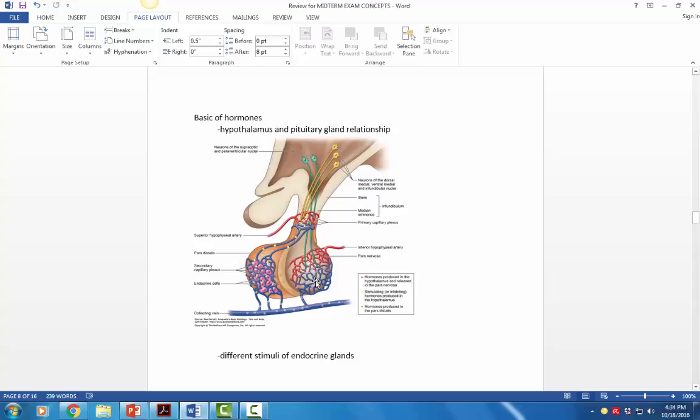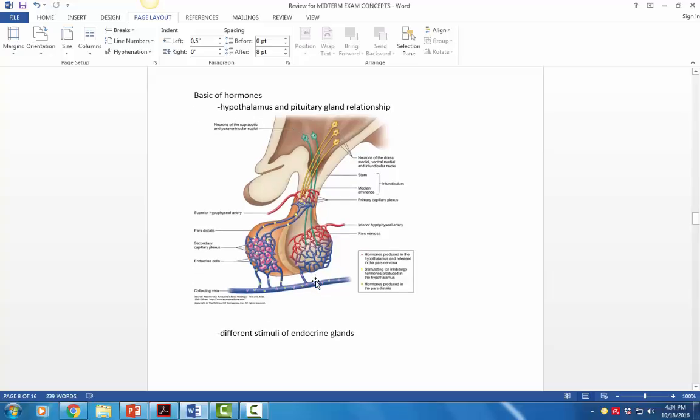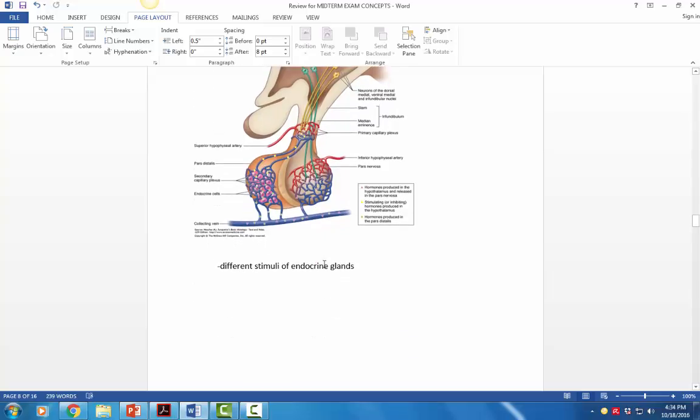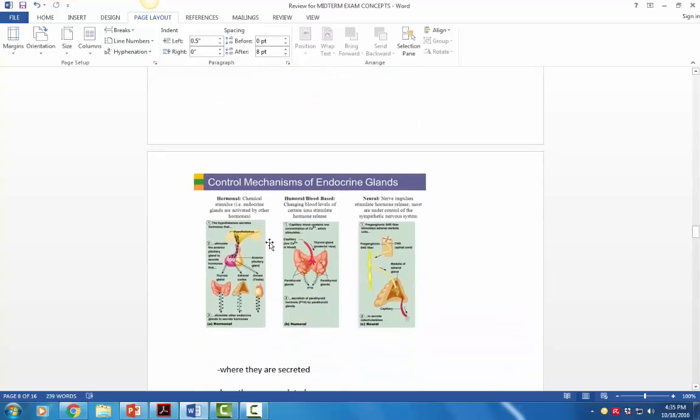How do we stimulate endocrine glands to do their job? There are 3 ways that we stimulate them. Most commonly, they're stimulated by some hormone from the anterior pituitary. For example, the thyroid gland secretes T3 and T4 under the influence of TSH from the anterior pituitary. So that's passing through the blood to those target organs, which are endocrine glands.